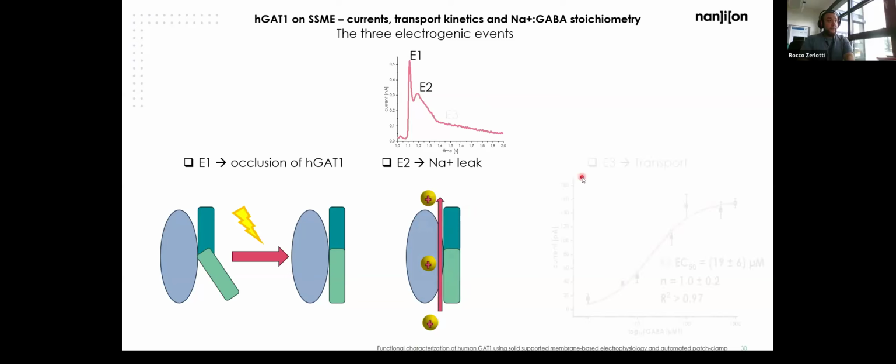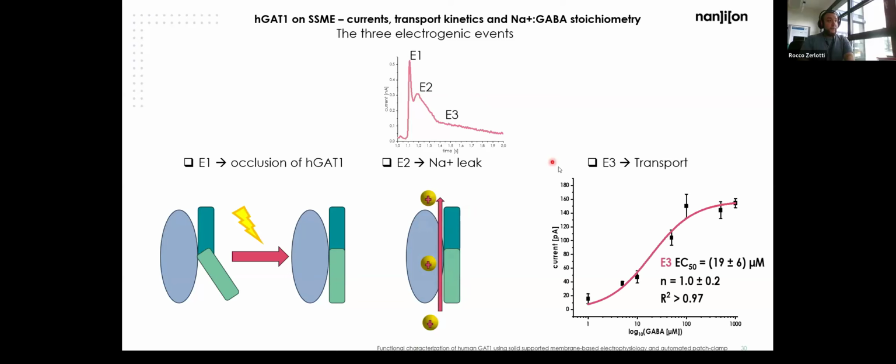For the third component, we do think this is transport because I read the current here with different GABA concentration, and if I plot this thing, again, I can obtain the EC50 in the low micromolar range, very similar to what we also observe with patch clamp and very similar to literature. So we think that this is actually transport. Also, the fact that it's blocked by SKF gives us confidence that we are looking at this.